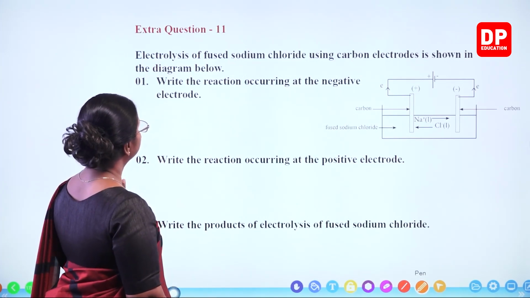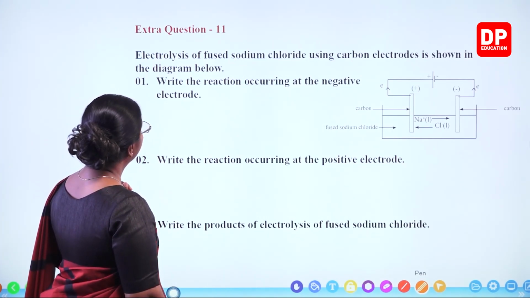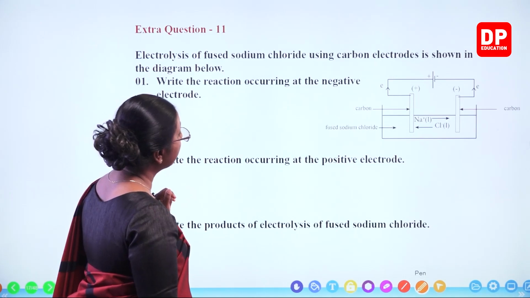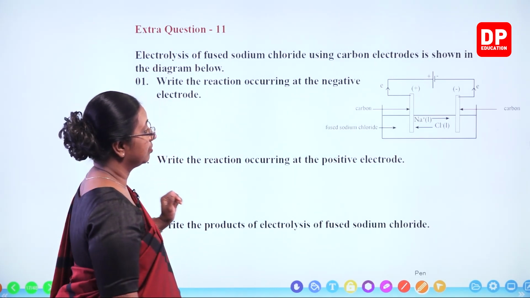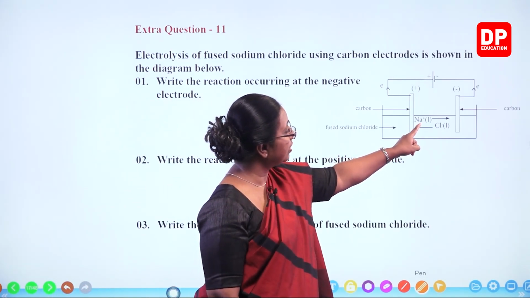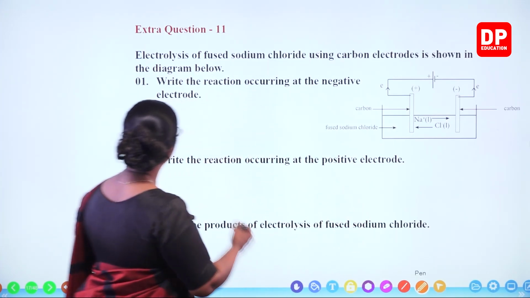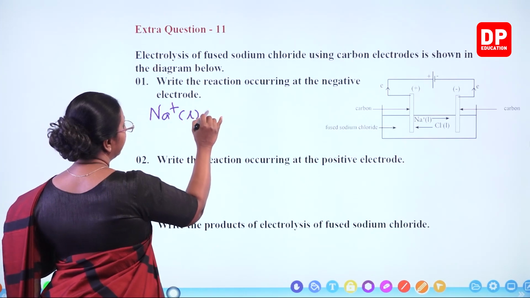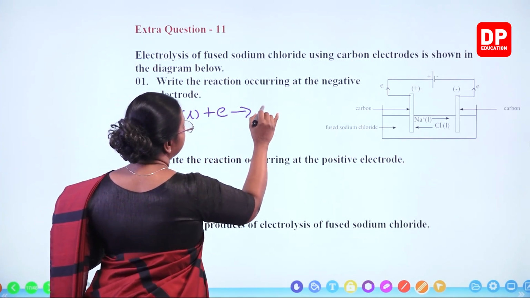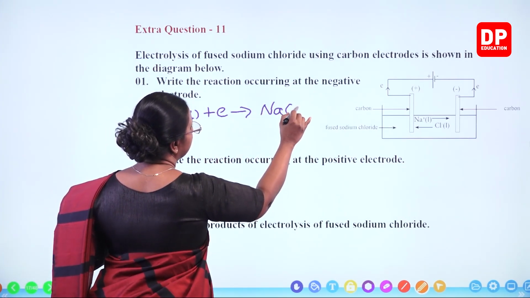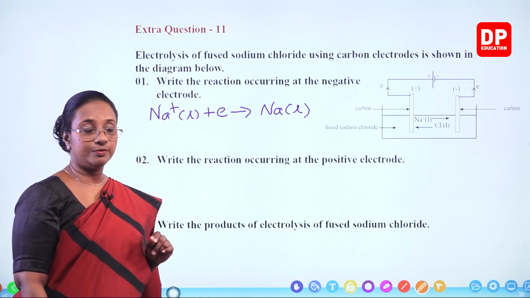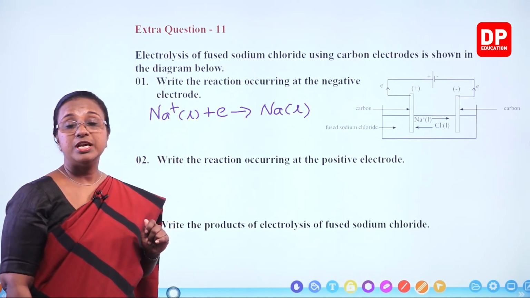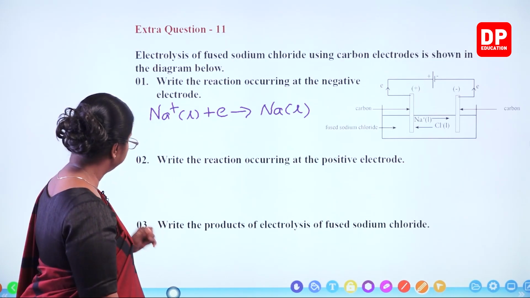To answer the question, first one, write the reaction occurring at the negative electrode. Towards the negative electrode, it is Na+ liquid. So Na+ liquid takes up an electron, forming Na liquid, sodium liquid. Reduction of sodium ions to sodium metal.